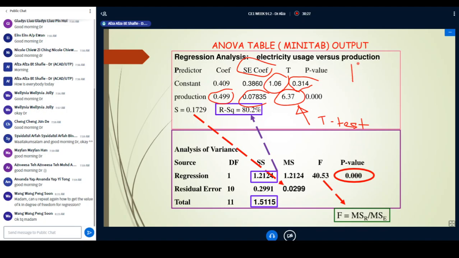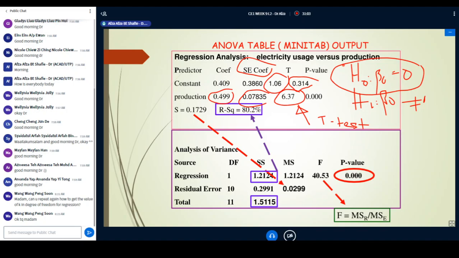So what will be my H naught here? My H naught here, just now was beta 1, so now we have beta naught equals to 0, against beta naught not equals to 0. So this tells me that this is possible because the p-value is greater than 0.05, so we fail to reject this. What I'm saying is that there's a possibility that the line will just pass through the origin.